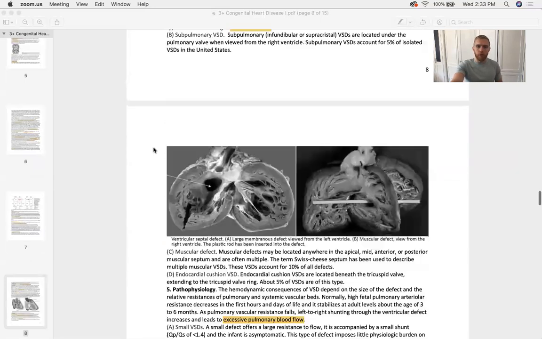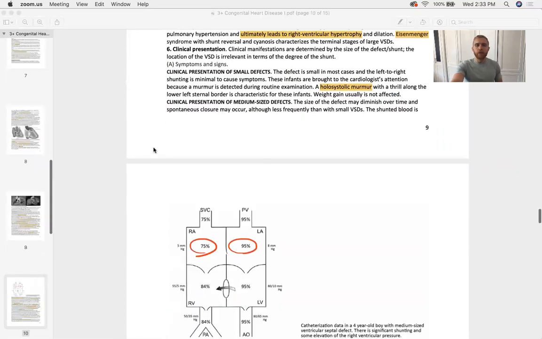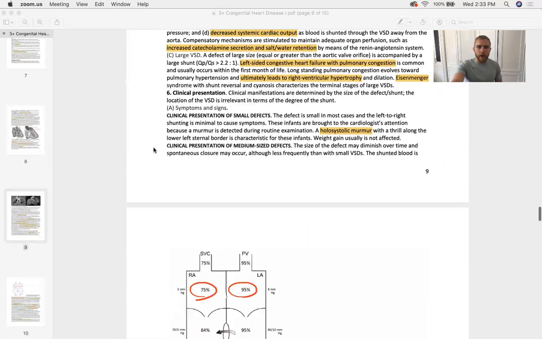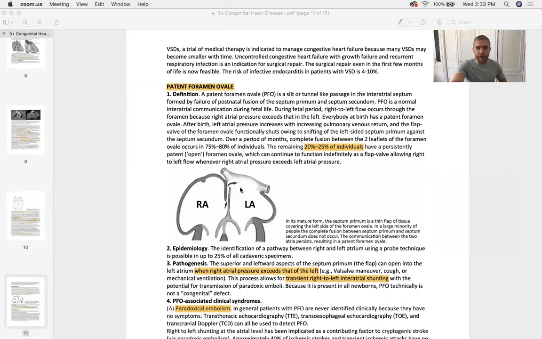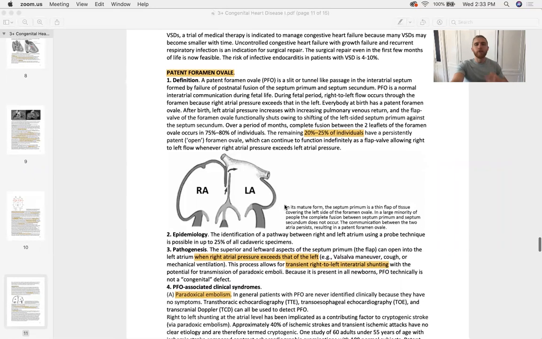Why did it close? Well, because the pressure in the left atria went way up. The pressure in the atria, the left atria specifically right here, went up because you started breathing. So about 1/4 of individuals have a patent foramen ovale.